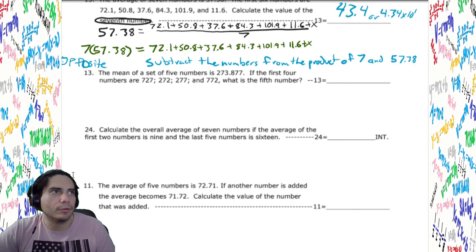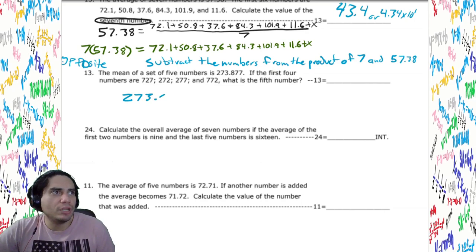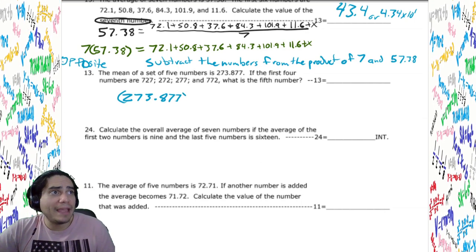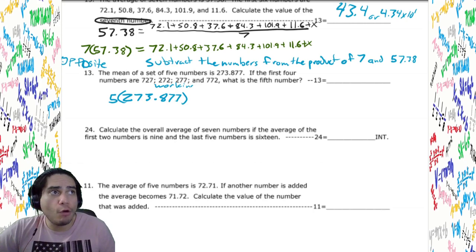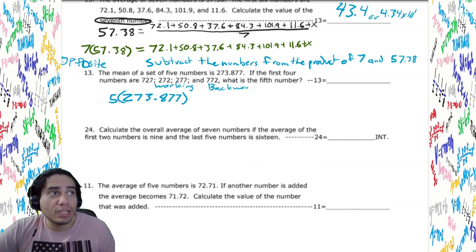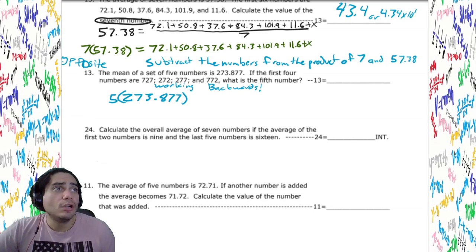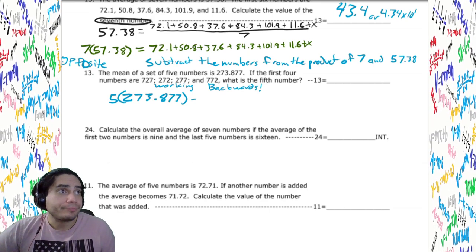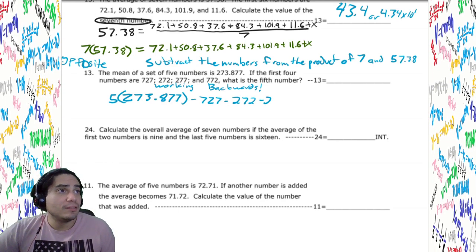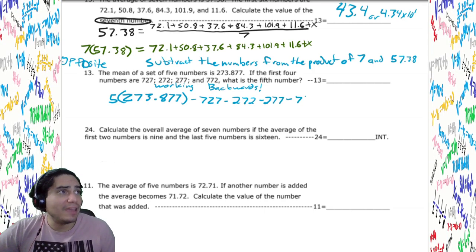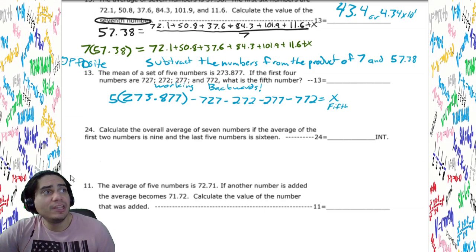Let's take a look at the other number, okay? The mean of a set of five numbers is 273.877. We're gonna multiply it by five. Why? Because we are working not forwards, but backwards here. After you get that answer, we're gonna subtract 727 minus 272 minus 277 minus 772, and that's gonna equal X, which is the fifth number.